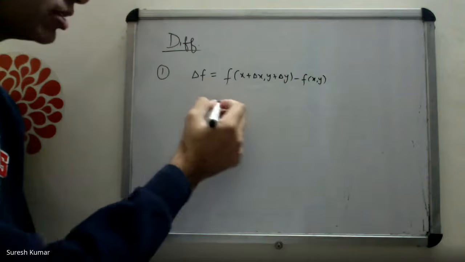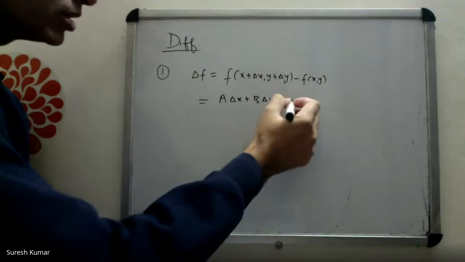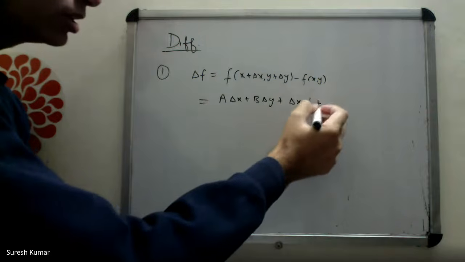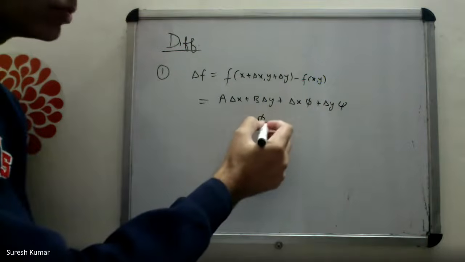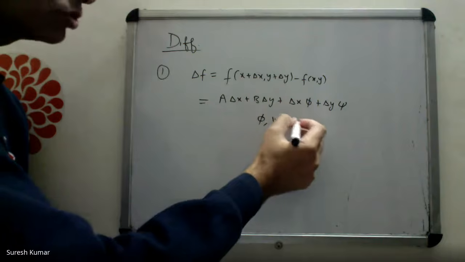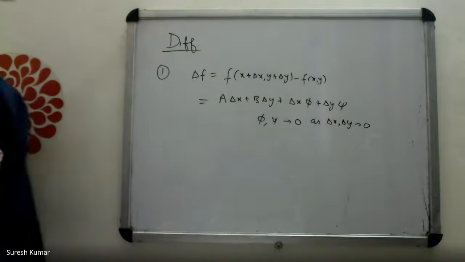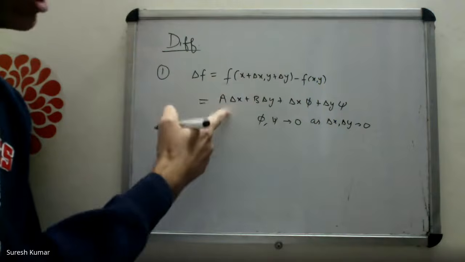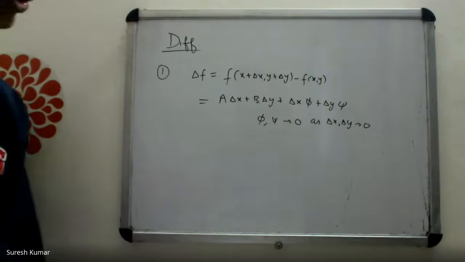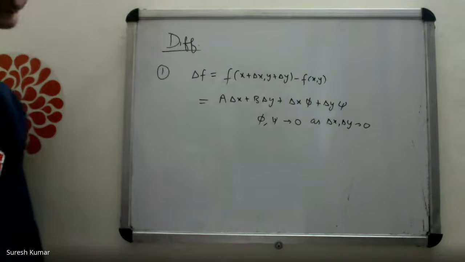Should be expressed in the form a times delta x plus b times delta y plus delta x times some function phi plus delta y times some function psi, where phi and psi are functions of delta x and delta y, both tending to 0 as delta x and delta y tend to 0. So to prove the differentiability of a function at (x, y), you have to do this. This is one approach. If you are able to express the change in f around (x, y) in this form, you can say the function is differentiable at (x, y).